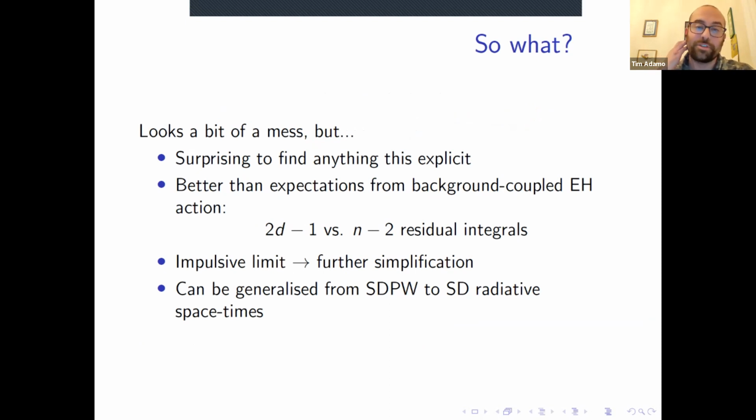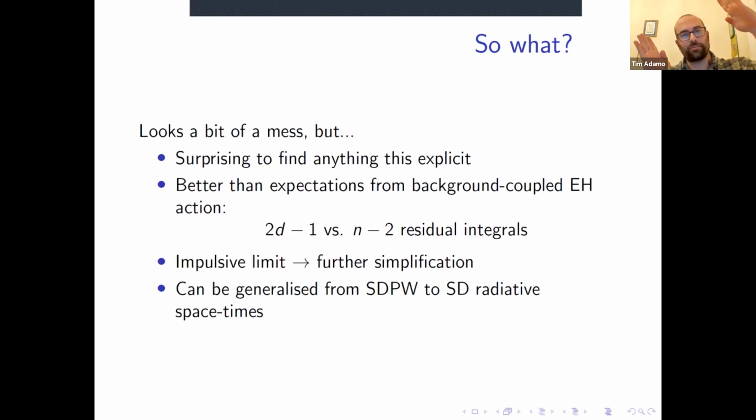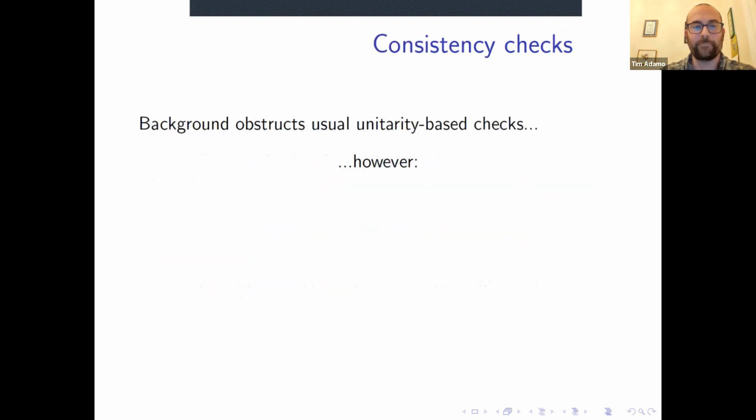It has fewer residual integrals in it than what you might expect from background perturbation theory on spacetime for any helicity configuration. If you take an impulsive limit where the radiation profile of the background field is just supported on a delta function, there's further simplification. And in fact, we know how to generalize this formula from self-dual plane wave spacetimes to any self-dual radiative spacetime in 4 dimensions. So that's a spacetime that's, if you like, completely characterized by its news function at Scri.